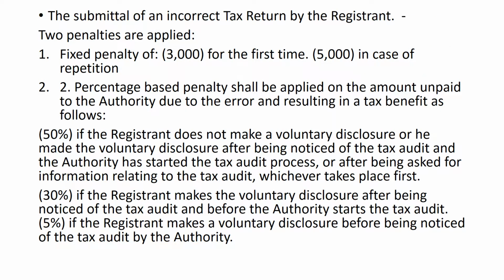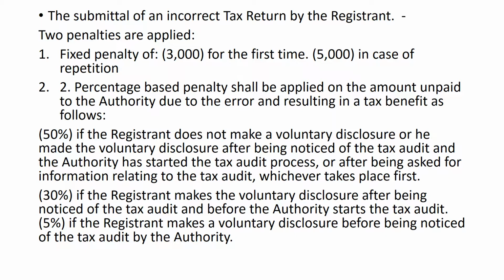The submittal of an incorrect tax return by the registrant. If he does it, then two penalties are applied. A fixed penalty of 3,000 for the first time and 5,000 in case of repetition. A percentage-based penalty shall be applied on the amount unpaid to the authority due to the error and resulting in a tax benefit as follows. 50% if the registrant does not make a voluntary disclosure, or he makes the voluntary disclosure after being notified of the tax audit and the authority has started the tax audit process, or after being asked for information relating to the tax audit, whichever takes place first.